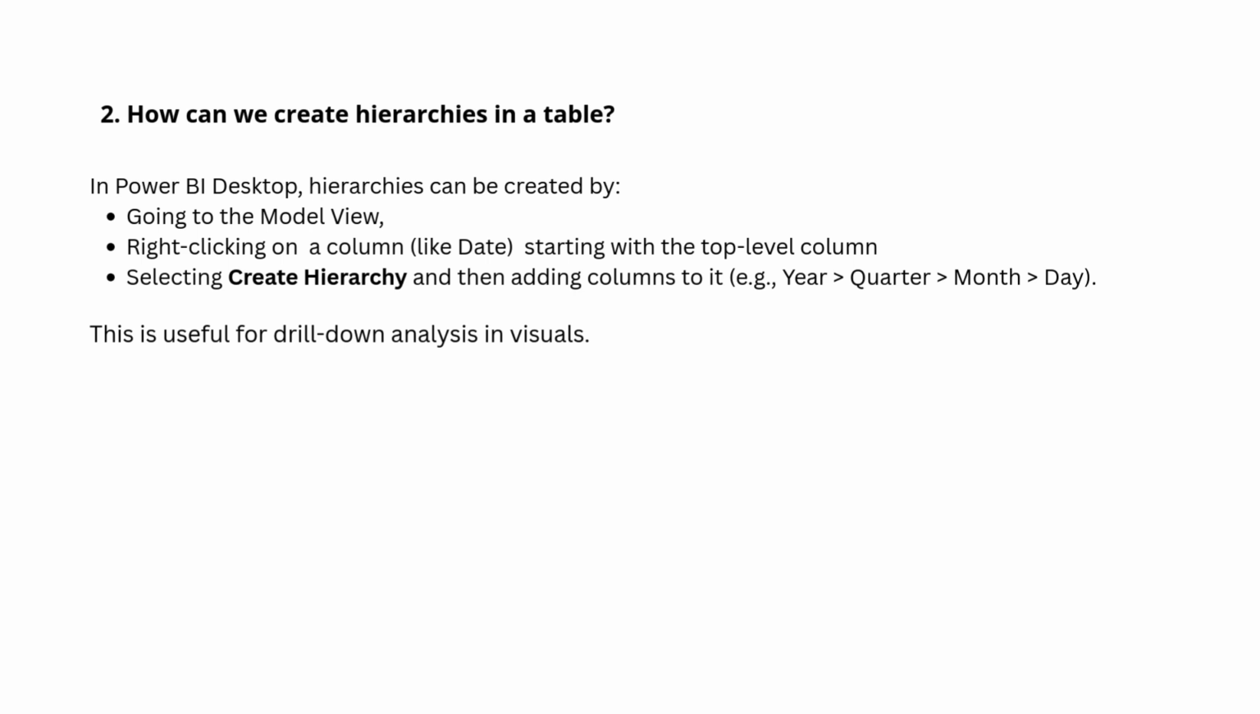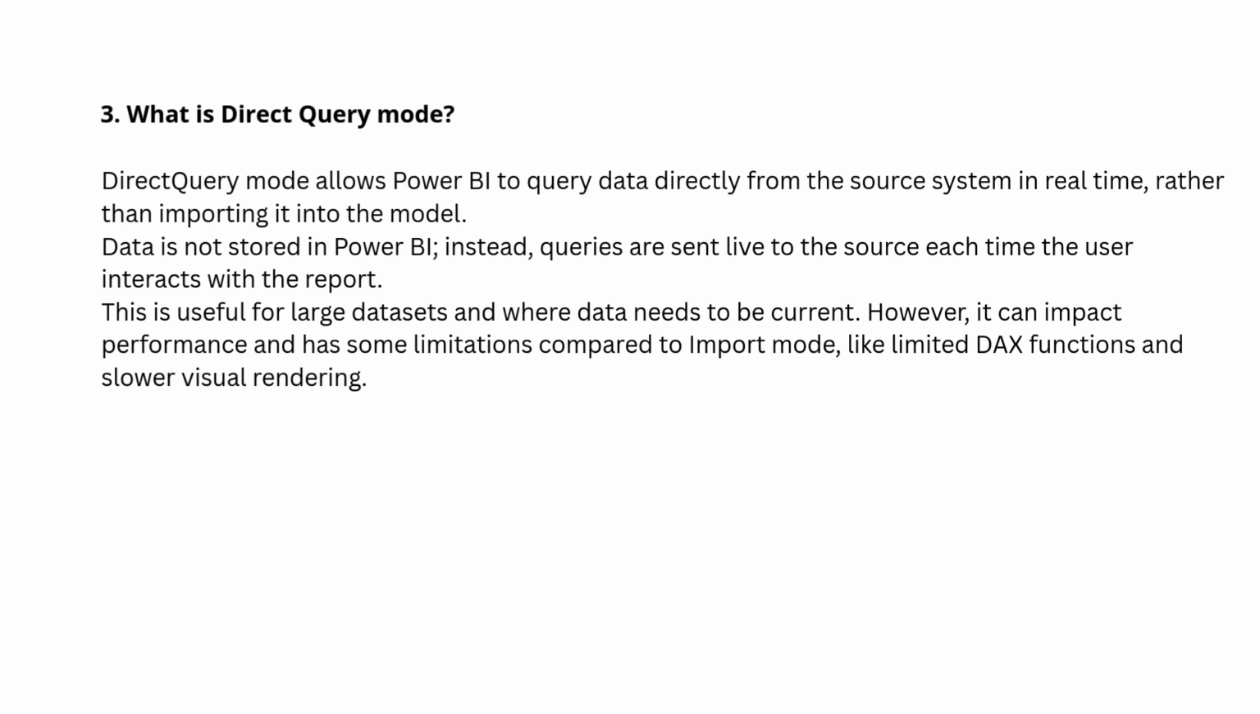So in the Power BI desktop, we go to the model view and the data pane. In the data pane, we can right click on any of the columns and look for the create hierarchy option, and after that we can add columns. The only thing we have to take care of is that while selecting the columns we should start with the top level column.